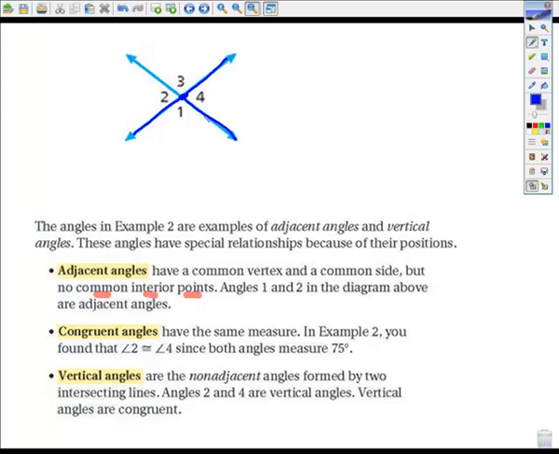They share this vertex, they share this side, but that's all they share. So those are adjacent. Next, we have the definition of congruent angles. Congruent angles have the same measure. We've gone over congruency before.